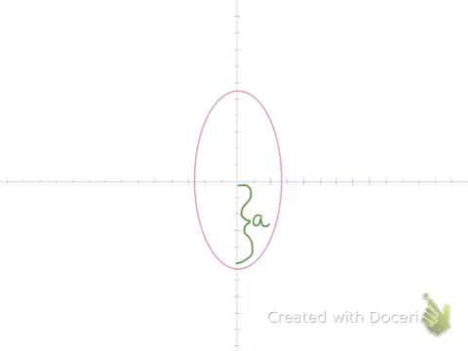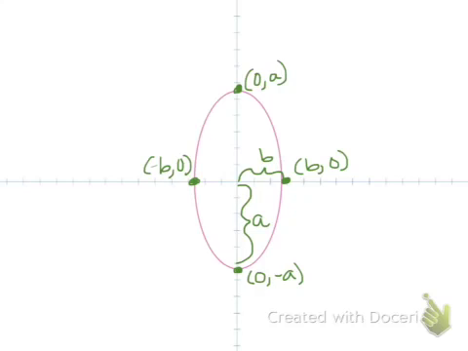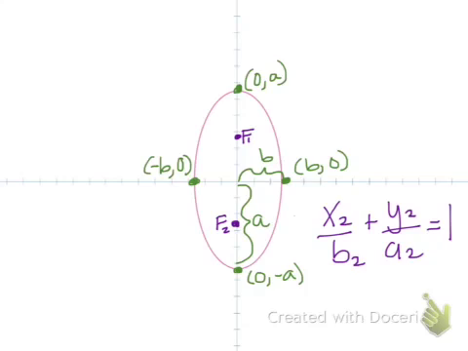Okay, so we'll look at a vertical ellipse. We have the same thing. The distance from the center to the ellipse on the y-axis is a. So our coordinates are (0, negative a) and (0, a). The horizontal distance on the x-axis is b. So our coordinates are (b, 0) and (negative b, 0). And then we have our two foci. And for this equation, it's going to be x squared over b squared plus y squared over a squared equals 1.